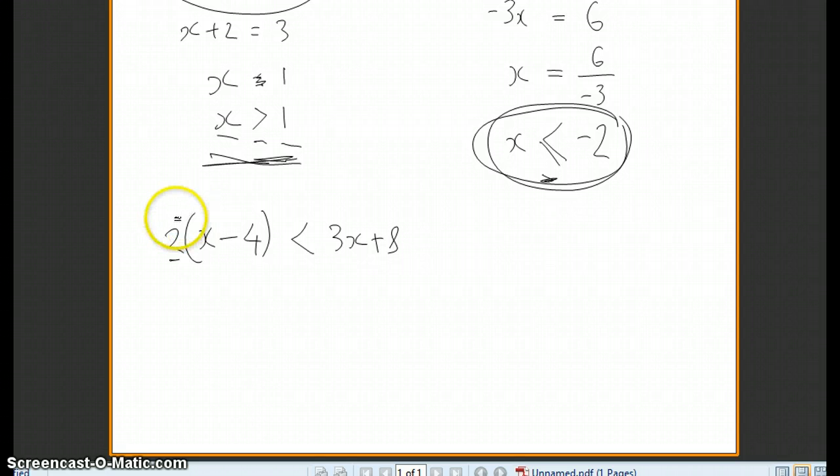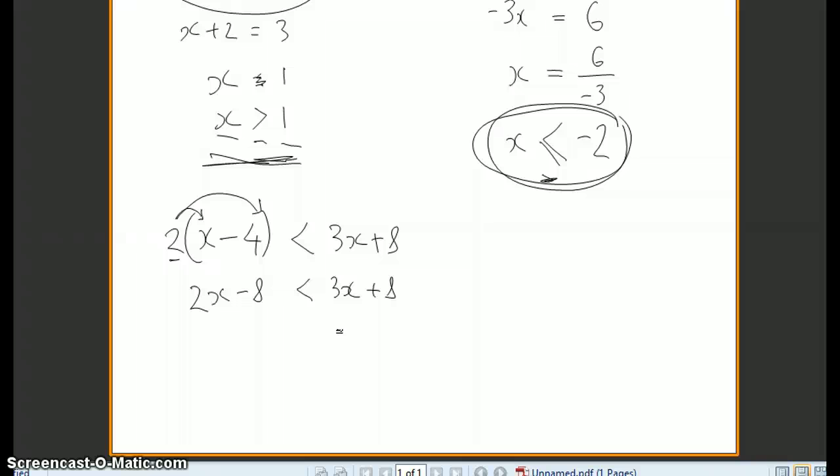So what I'm actually going to do is first of all multiply my 2 out by both those terms, just like we did in manipulation. 2 times x, 2x. 2 times minus 4, negative 8, is still less than 3x plus 8. There are different ways of getting to the answer from here.